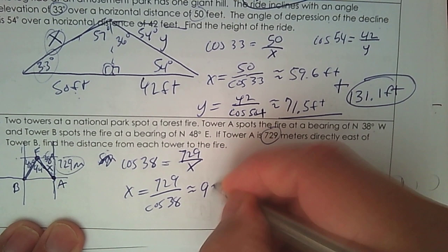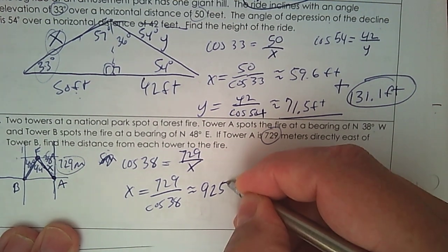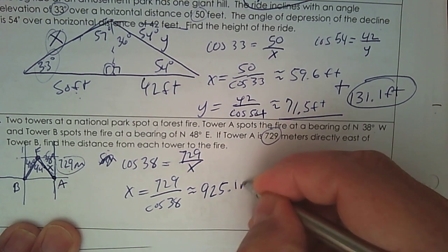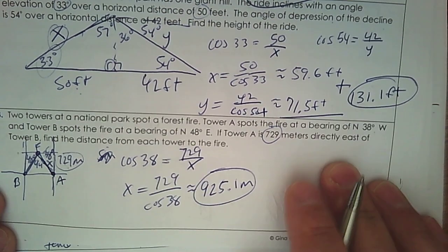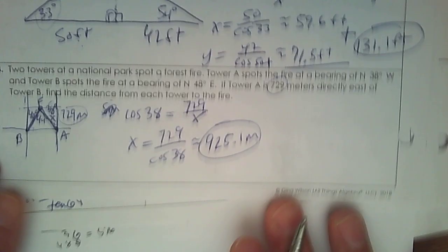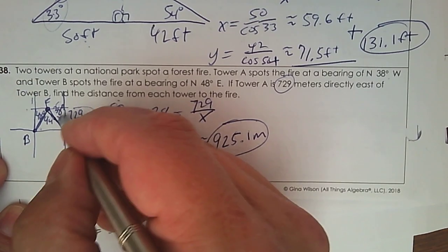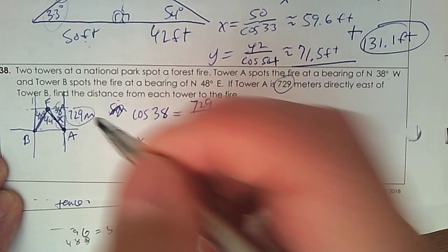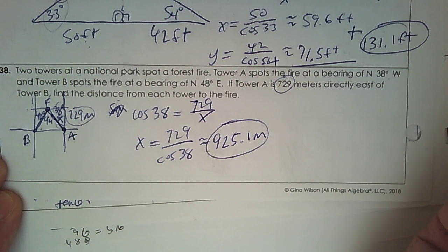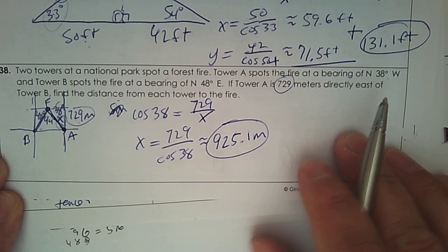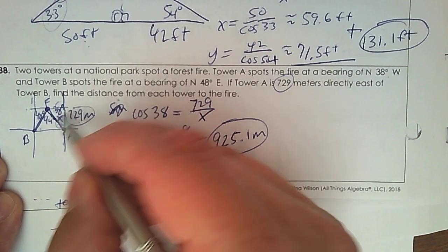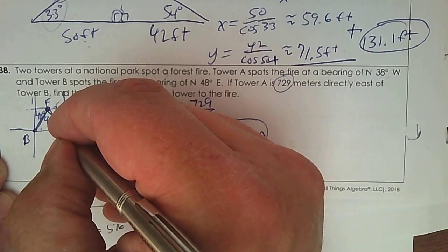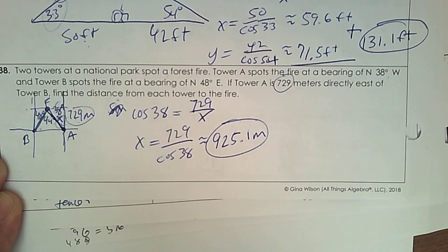So Tower A is 925.1 meters from the fire. I also want to find the other side. So now that I know what this is, what else do I know? Let's see. So I now know these two. So I now know a side in here. I know an angle. Do I know another angle?